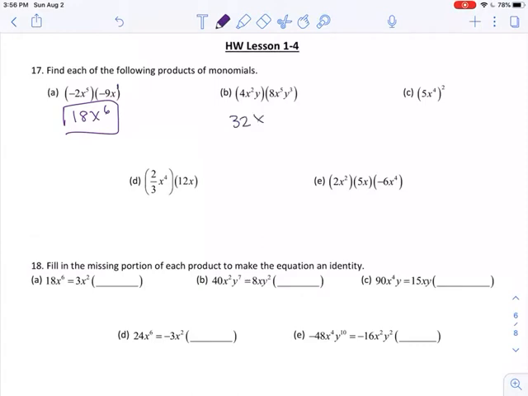Same thing on B, 4 times 8 is 32, and then I have 2 x's and 5 x's, so that's x to the 7th, and there's 1 y right here and 3 y, so y to the 4th.